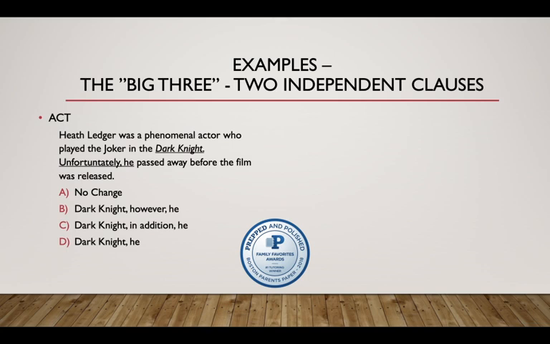Now, between A and D, how do I make the choice? Well, interesting thing here is that with D, we got rid of the period, as well as unfortunately, and just put a comma. This is what's known as a comma splice, because you have two independent clauses connected by a comma. That's a big no-no. So it has to be answer choice A.